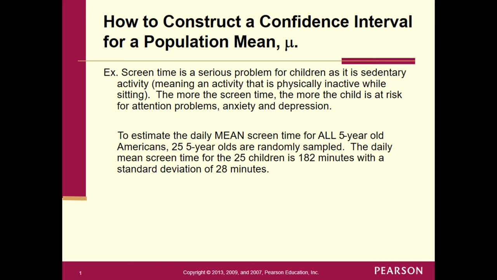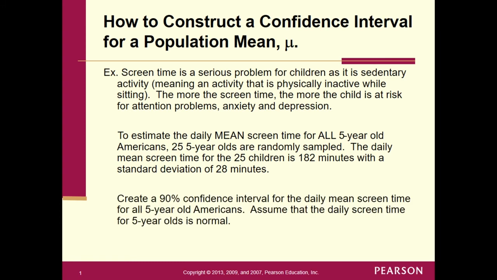So to estimate the daily mean screen time for all 5-year-old Americans, 25 5-year-olds are randomly sampled. The daily mean screen time for the 25 children is 182 minutes with a standard deviation of 28. Create a 90% confidence interval for the daily mean screen time for all 5-year-old Americans. Assume that the daily screen time for 5-year-olds is normal. All right.